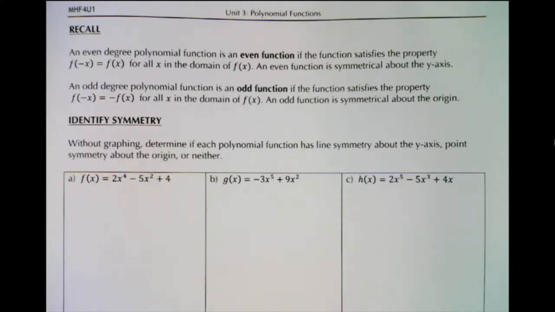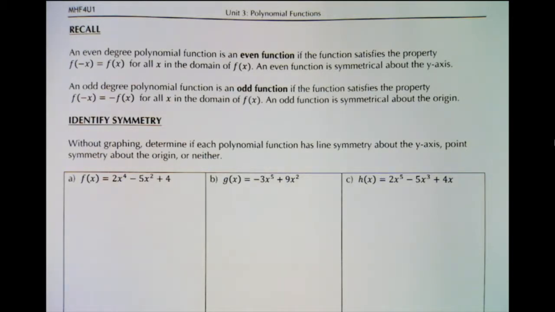Okay, this is a video about identifying symmetry in polynomial functions. A challenging concept from the first unit was to determine whether a function was even or odd in terms of symmetry. That's different from identifying whether the degree of a function is even or odd, and we're going to explore that idea in this video.